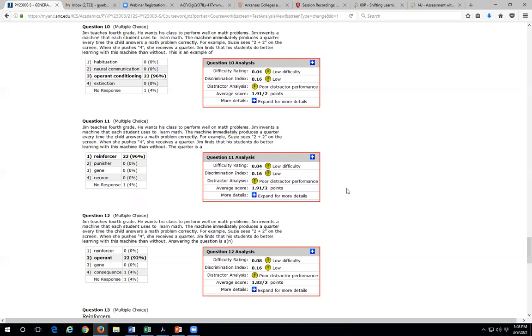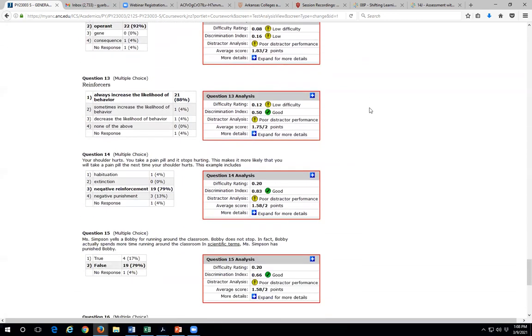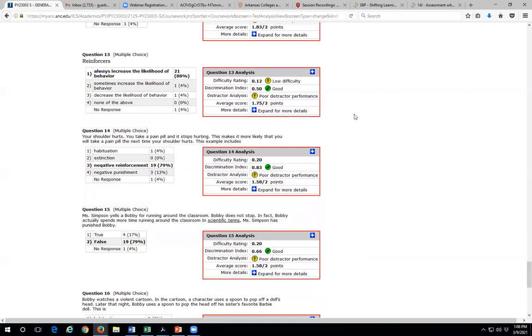Same scenario in question 11. In this case, I'm asking what is the quarter, and the quarter is a reinforcer. Same scenario in question 12. Answering the question is an operant. Reinforcers always increase the likelihood of behavior. That's just definitional in nature.